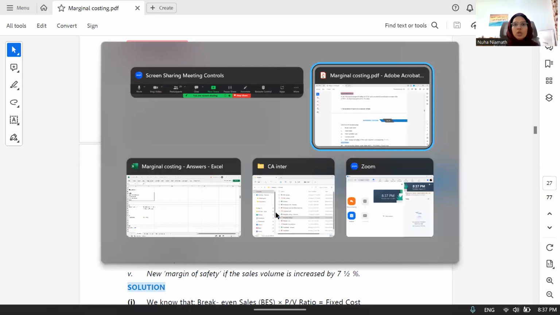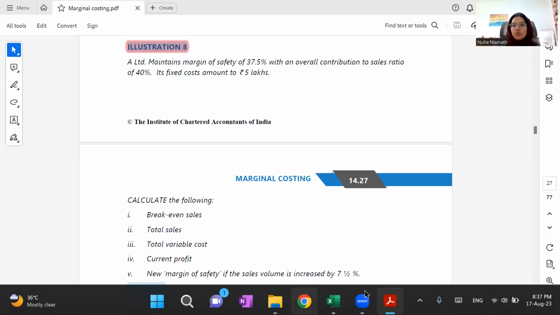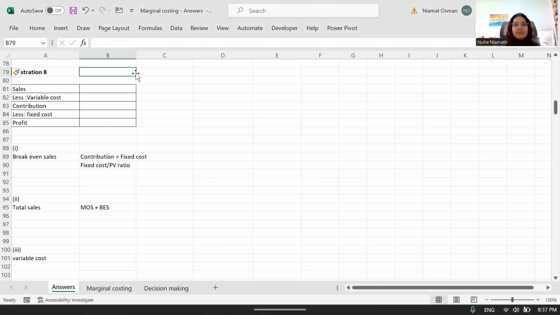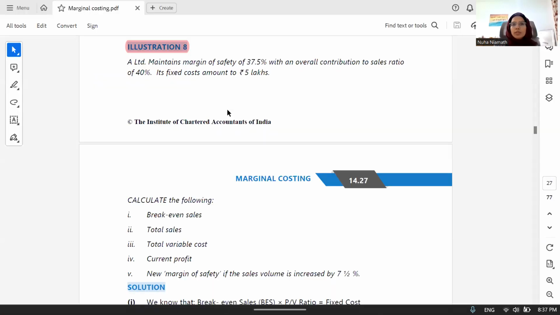Okay. So let's go with illustration 8. This will be a good summary for all the points. Now, can everybody open page number 14.27 in your PDFs? Let me know once you are ready. We'll begin with the question. Let me know in the group chat. Great. Okay.